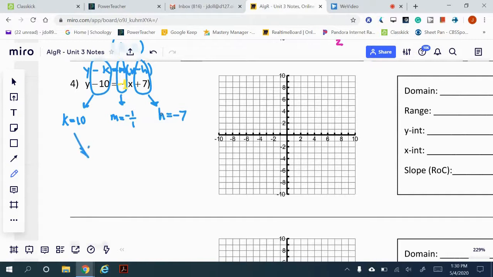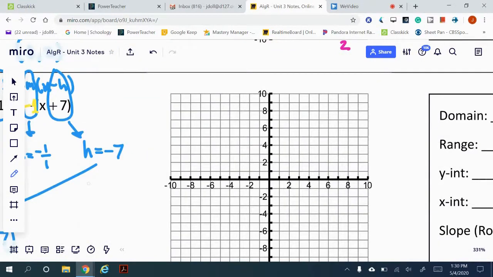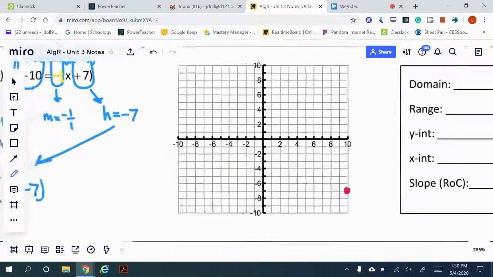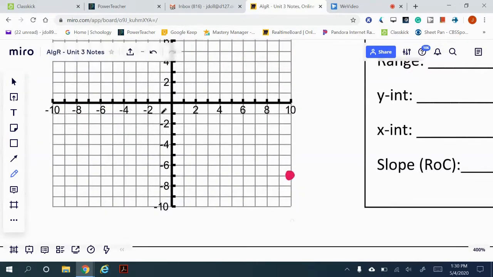Now, h and k, we've got our slope, but h and k can come together to give us the ordered pair that we're going to use to start that slope. So I'm going to go to 10, negative 7, way down here. And I'm going to use the slope of negative 1 over 1. That's rise over run, so down 1 and right 1, but that won't work. But I can also go up 1 and left 1.